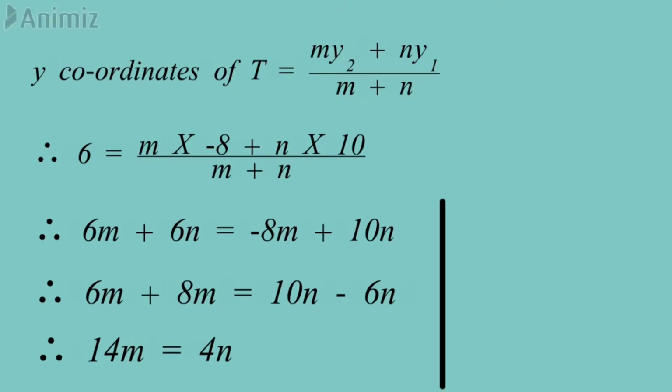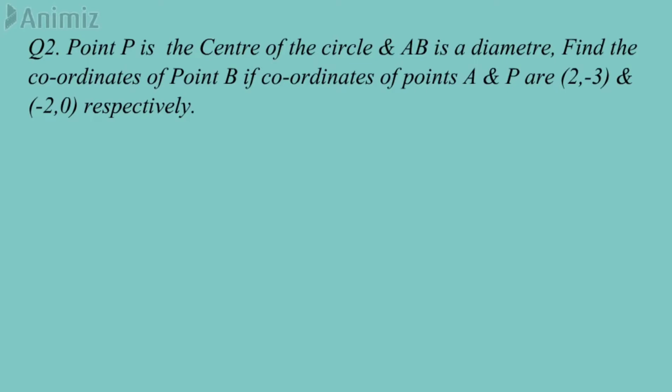Your m by n will be 4 by 14. When you reduce this, your value of m by n is 2 is to 7. So you will get the same value. So whenever both the coordinates of the middle point are given, you can apply any of the formula, you will get the same ratio. Now student, let's solve the next sum.